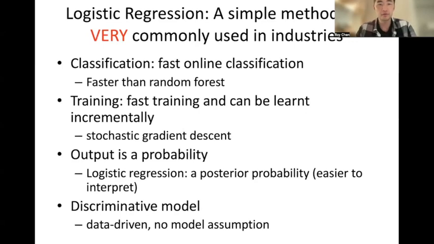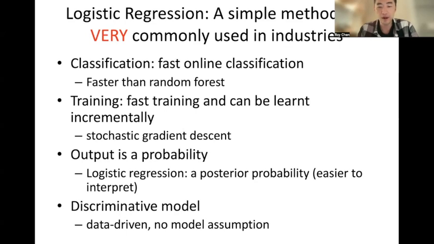So without further ado, let's talk about logistic regression model in a nutshell. It is a very simple method that's very commonly used in the industry. It is a very fast algorithm for both training and also online inferencing. Because it can be learned incrementally, we can also use stochastic gradient descent to train the model and reach the global minimum rather quickly. For logistic regression, it is outputting a probability.